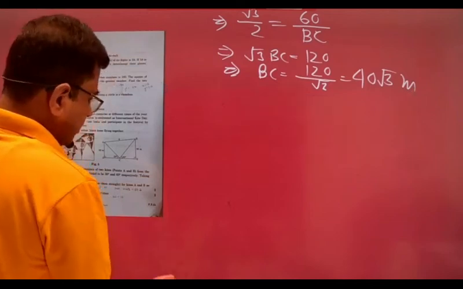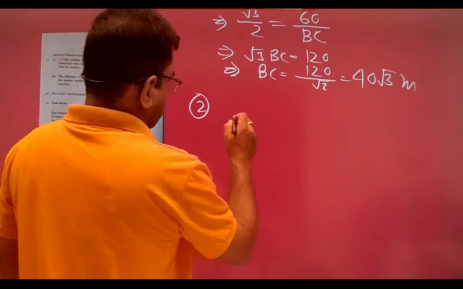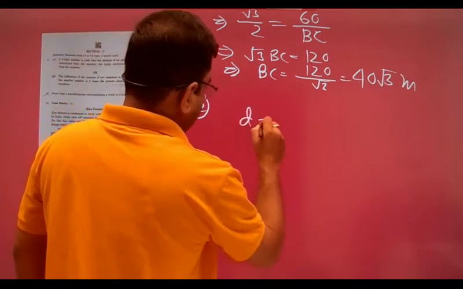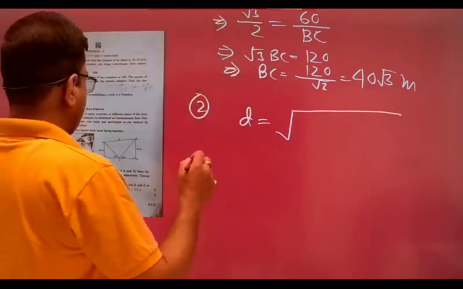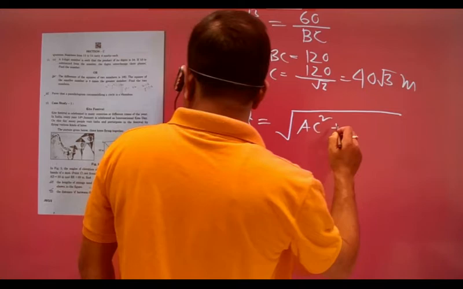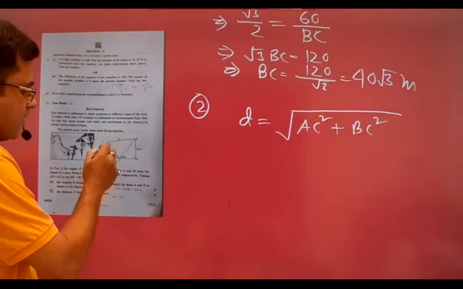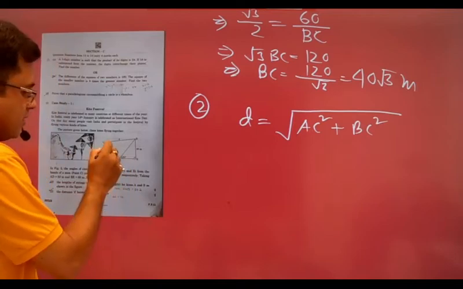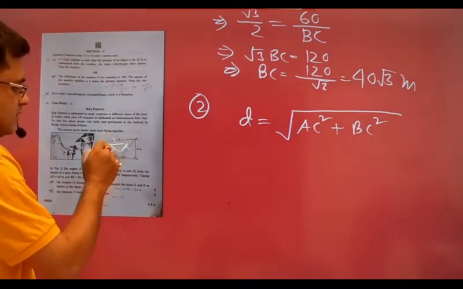The question 2. By applying Pythagoras theorem, D equals the square root of AC square plus BC square. So we have to apply the Pythagoras theorem in this triangle. This is AC, this is BC, and this one is D.